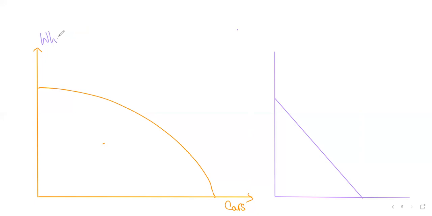Let's say on the left hand side you're making cars and aeroplanes. And on the right hand side of the graph, you're making wheat and rice. Okay, now students, have a look at this. The difference between the two possible shapes of PPC is that if the PPC is a curve like this, compared to a straight down sloping line.